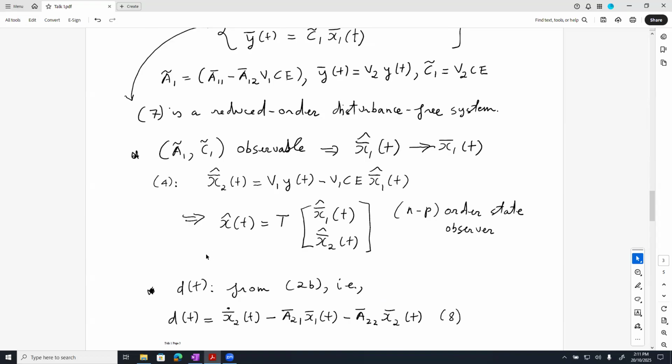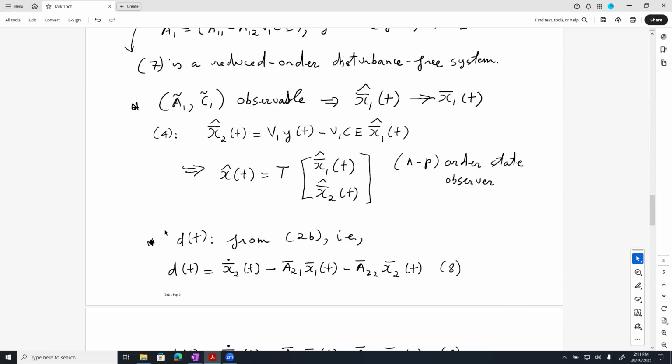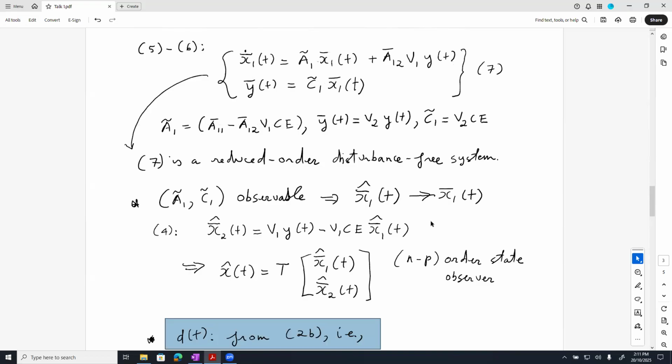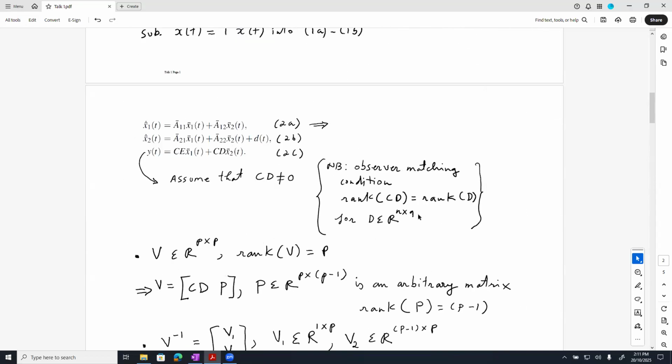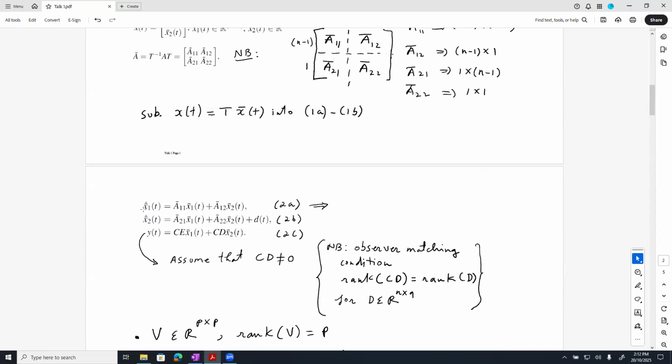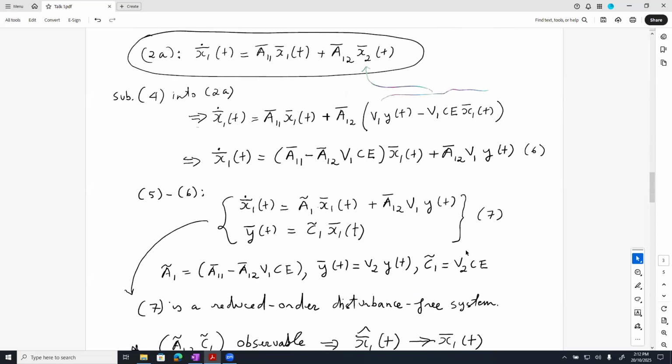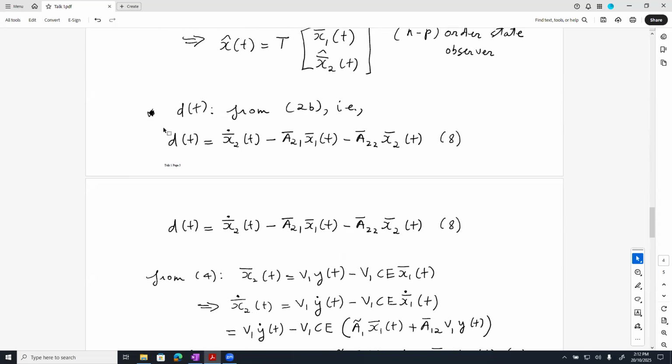Now, let us look at how we can estimate the unknown input. That is our primary objective. So if we go back and look at equation 2b, we see the one in here. We can rearrange and express the unknown input on the left-hand side and the rest of them on the right-hand side. And that's where we obtain this equation here.